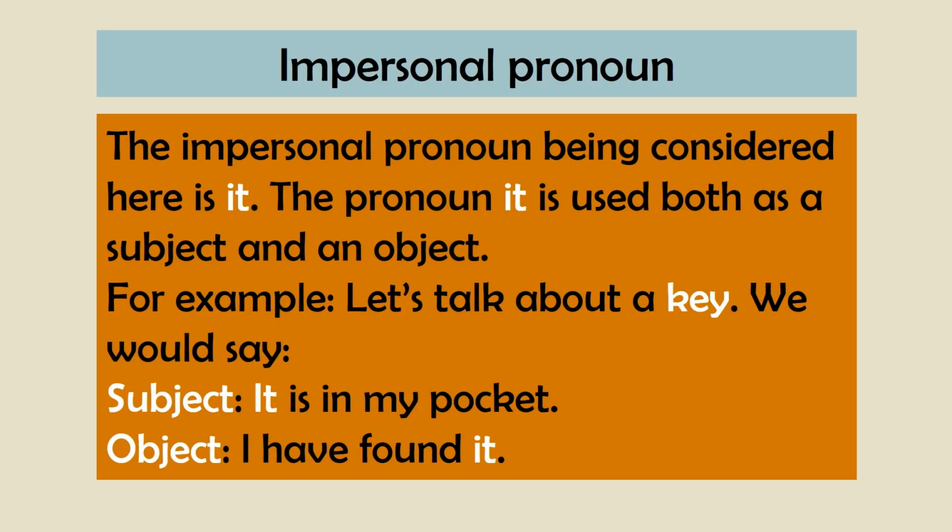Impersonal pronoun. The impersonal pronoun being considered here is it. The pronoun it is used both as a subject and an object. For example, let's talk about a key. We would say in the subject, it is in my pocket. That's it referring to the key. And in the object, we have I have found it.